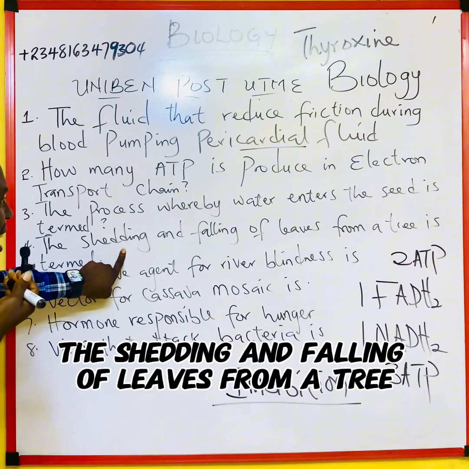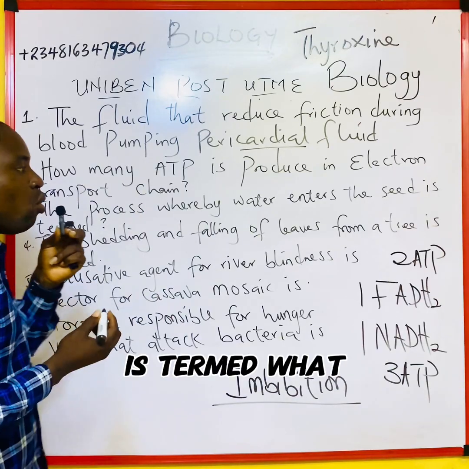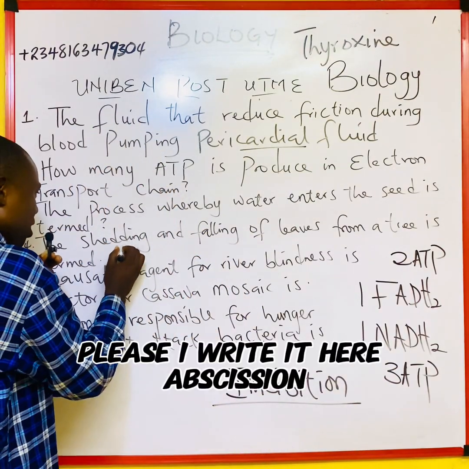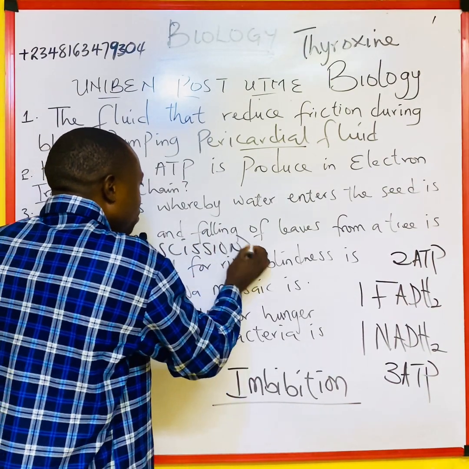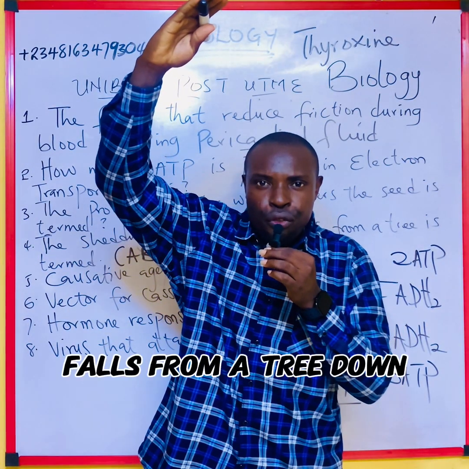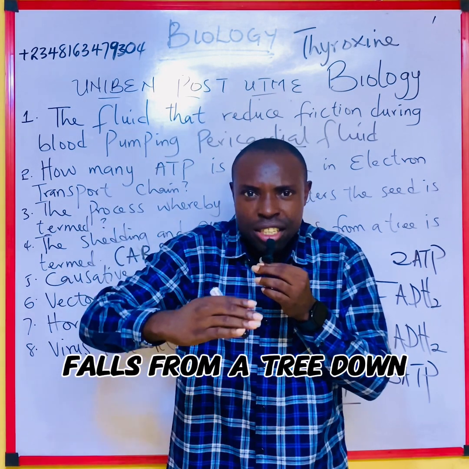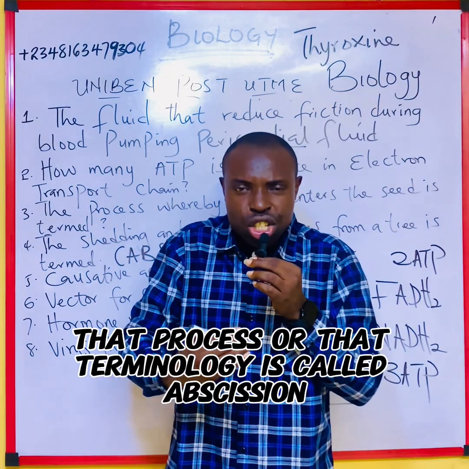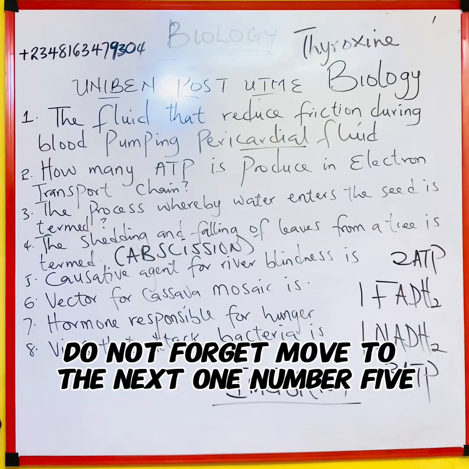The shedding and falling of leaves from a tree is termed what? It is simply called abscission. Please, I write it here. Abscission. When a leaf falls from a tree, that process or that terminology is called abscission. Do not forget. Move to the next one, number 5.